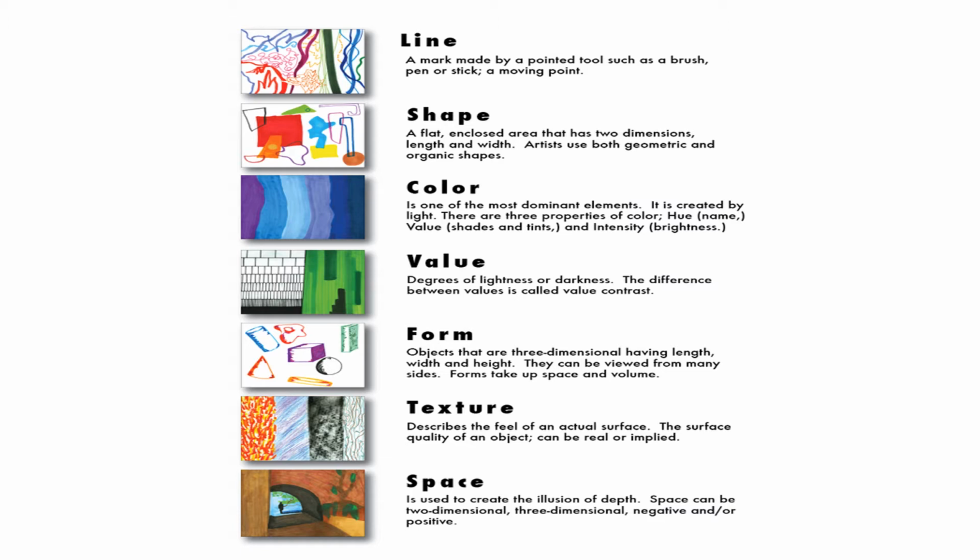Then the value of the color. So you know how you get light blue and dark blue? That's value. You get value by adding black and white. So to make light blue, you add white to blue. And if you want to make dark blue, you have to add a little bit of black to blue. Those are shades and tints.